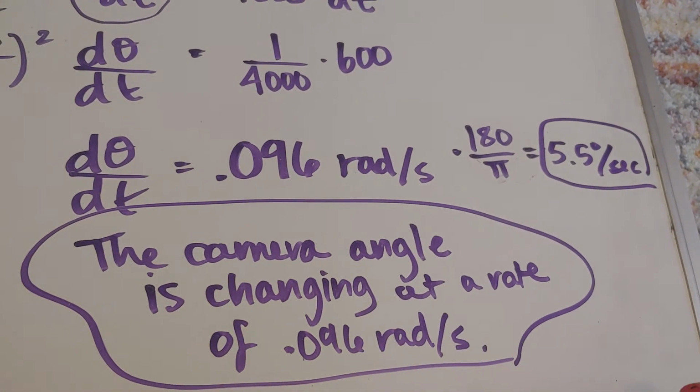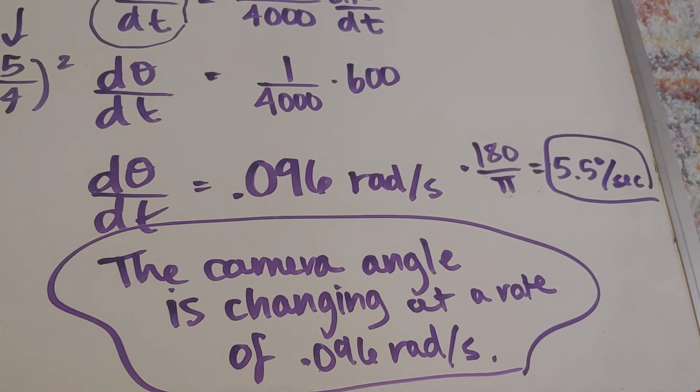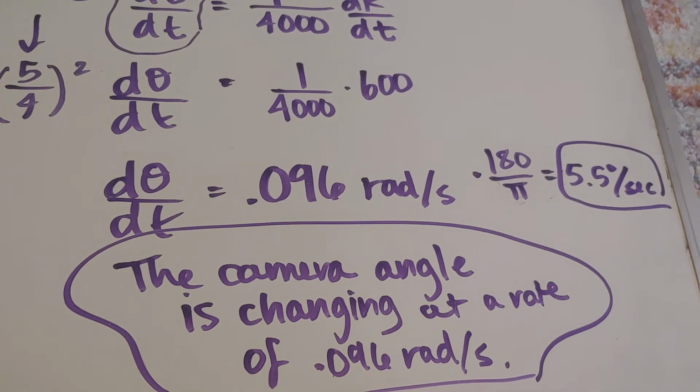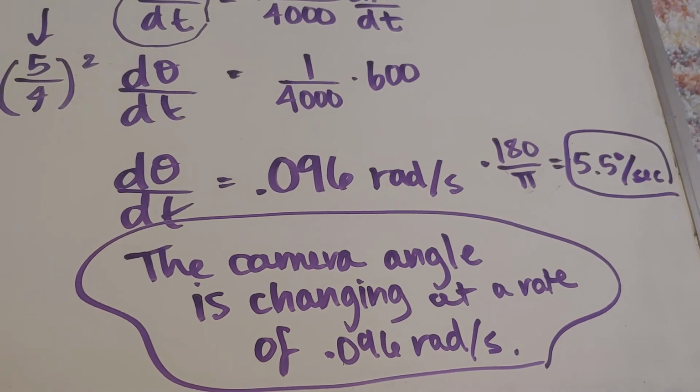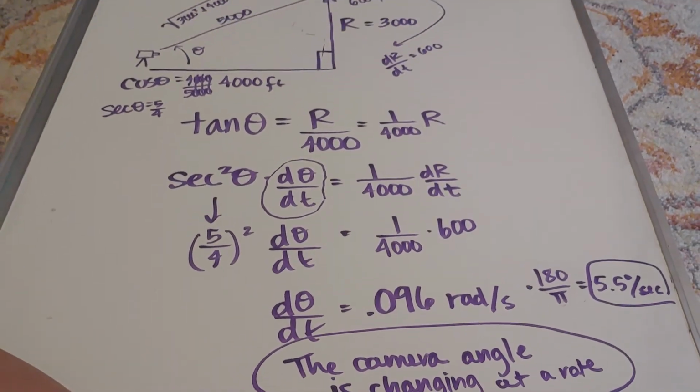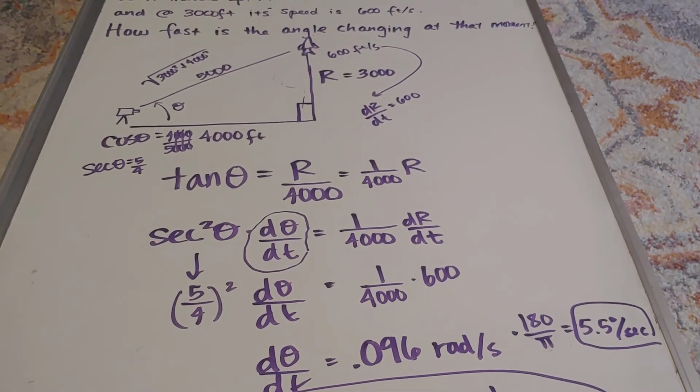All right, there are a couple of problems in the homework that are like this. One involves a camera following a dragster, and one involves an elevator. So follow these steps. Good luck.